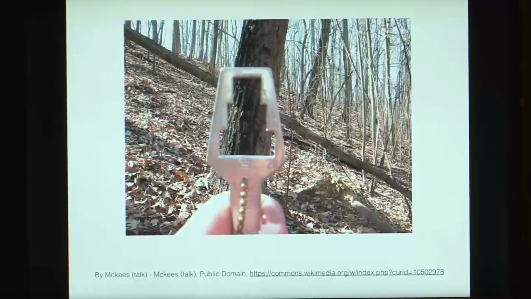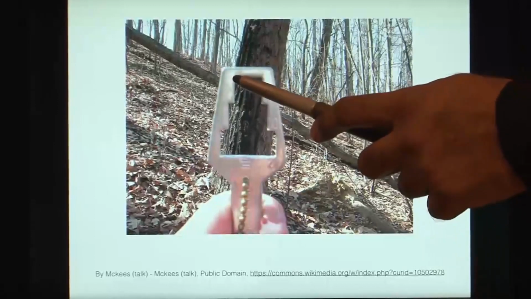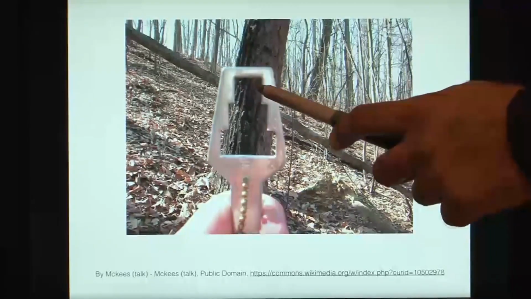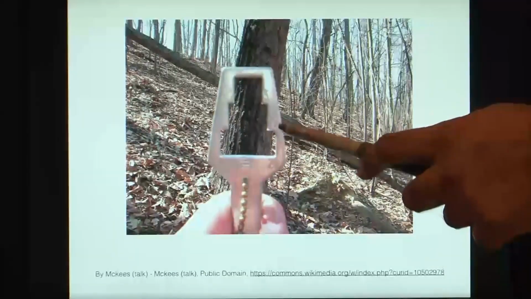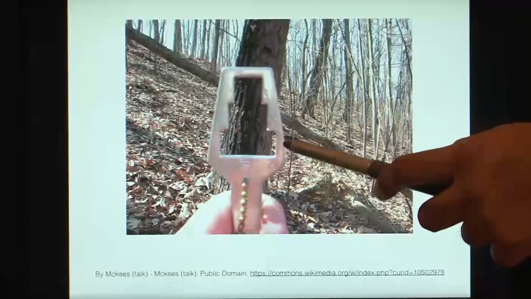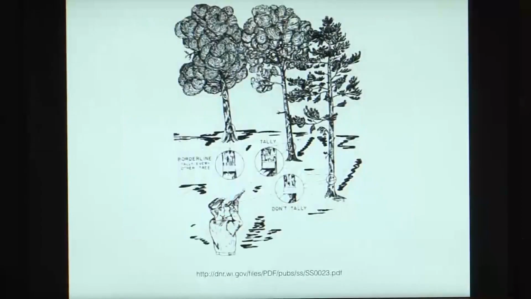We also have some angle gauges that do the same thing. In the case of this angle gauge, we have 3 basal area factors defined by this width, this width and this width, because these 3 are subtending 3 different critical angles. Now, how do we use these instruments?